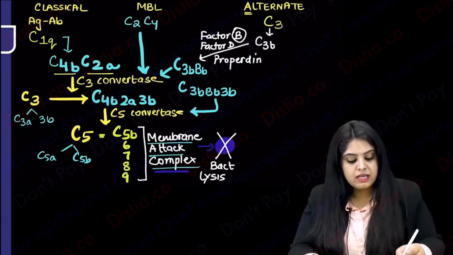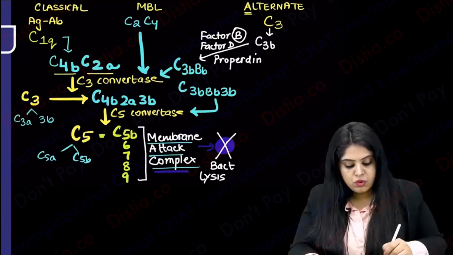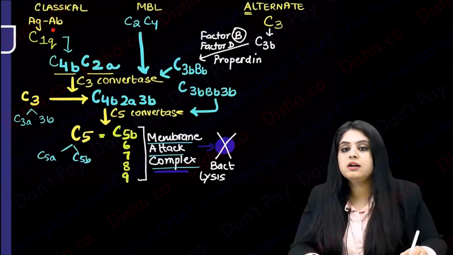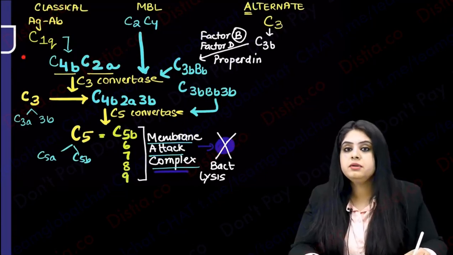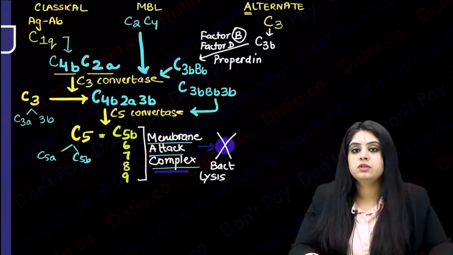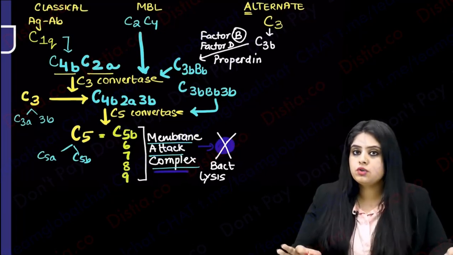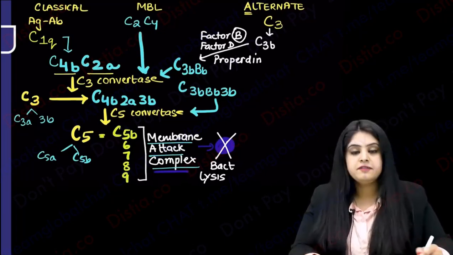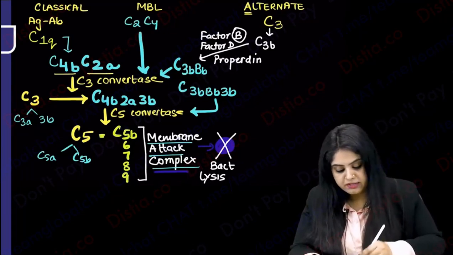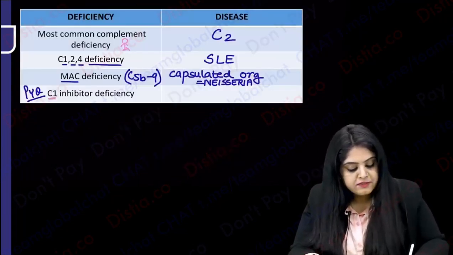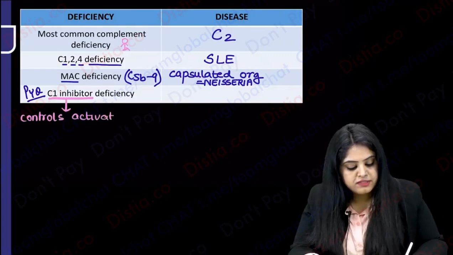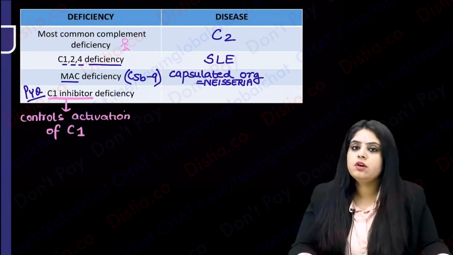And that is when they came up with the idea that if you do not let the first step occur, if C1 is inhibited, then the entire pathway will not occur. So simple. If you want to control this pathway, do not let the first step occur. So for that, God has given us something called C1 inhibitor. C1 inhibitor controls the activation of C1. Basically, it controls the complement system.